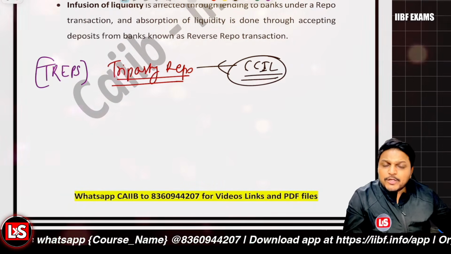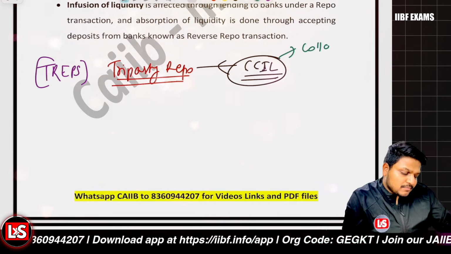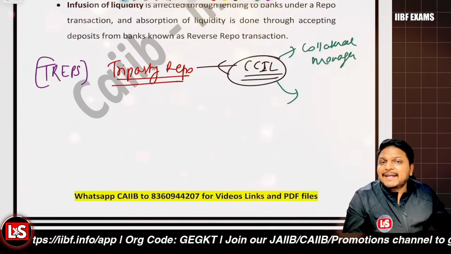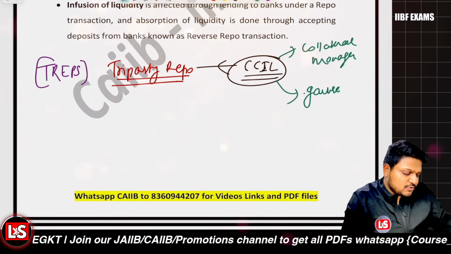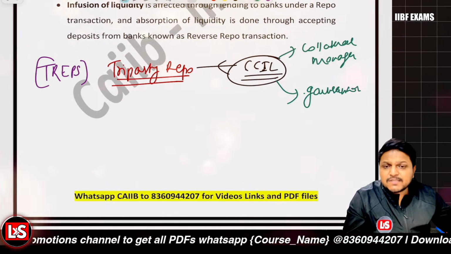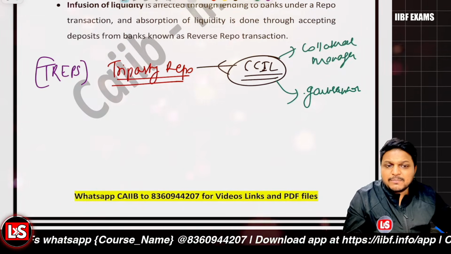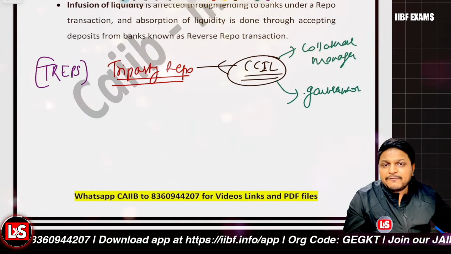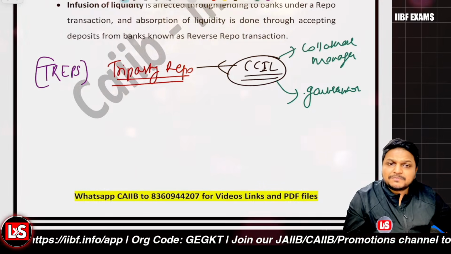CCIL is going to act as a collateral manager, and on the other side, it acts as a settlement guarantor, or simply a guarantor. So banks, mutual funds, NBFCs, corporates can participate in TREPS, and there is no counterparty risk. There is efficient collateral management, and very high liquidity. Clear with it?